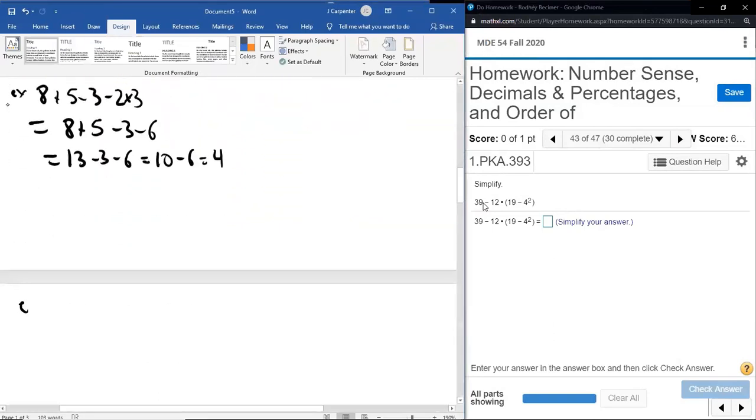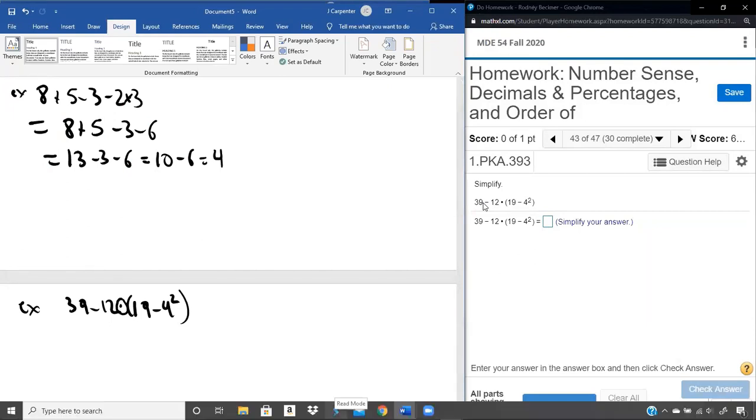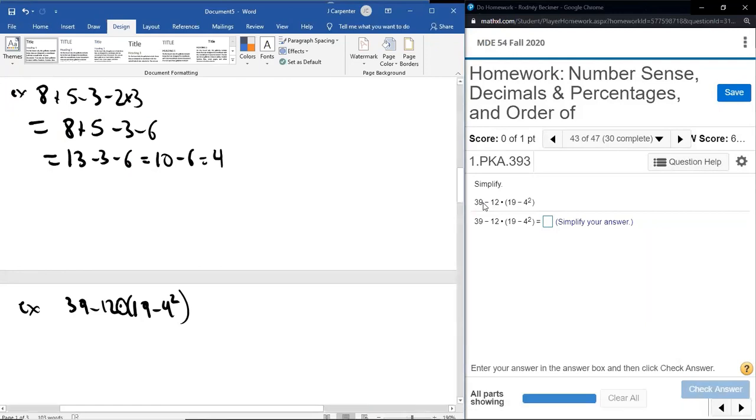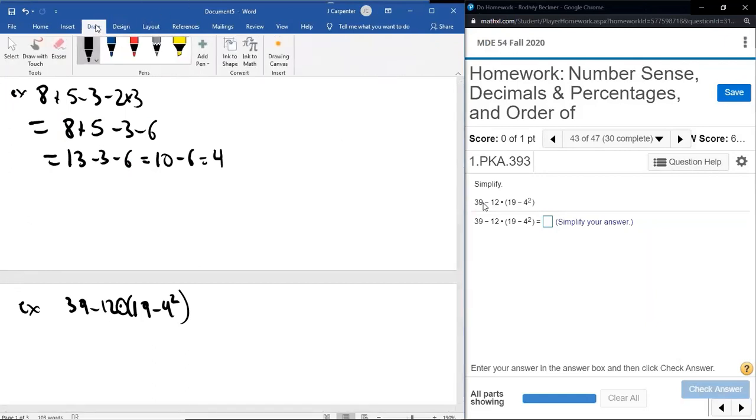Let's scroll to here. So we got 39 minus 12 times parentheses 19 minus 4 squared. Now this little times right here, this is completely unnecessary to write by hand. Some calculators you have to do that. If you've got a graphing calculator, you usually don't have to. If you've got a scientific calculator, you usually have to type that times before you do a parentheses. So this is another case of you have to learn your technology.